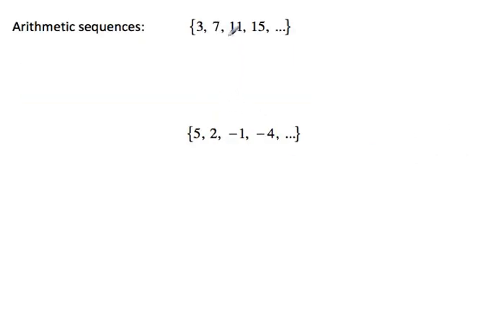Arithmetic sequences are ones of this type, where to get from 3 to 7, we add 4. 7 to 11, we add 4. And 11 to 15, we add 4. We're adding the same amount each time. In the second one, to get from 5 to 2, we're subtracting 3. Then from 2 to negative 1, again, we're subtracting 3. And then from negative 1 to negative 4, we're subtracting 3. These are a special type of sequence called an arithmetic sequence.